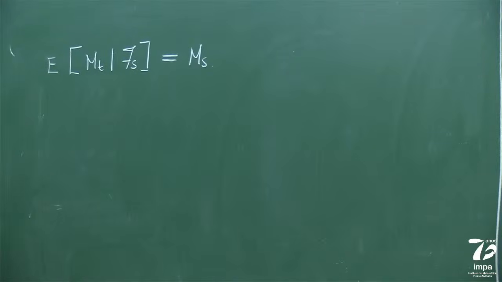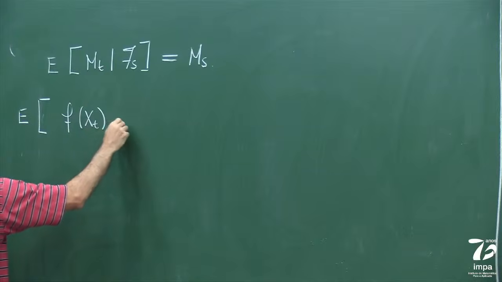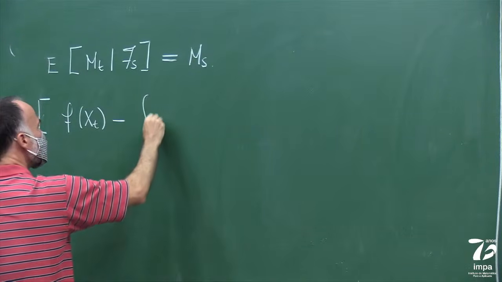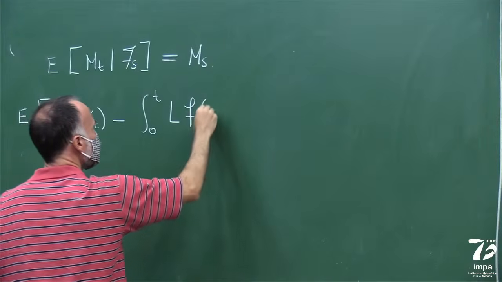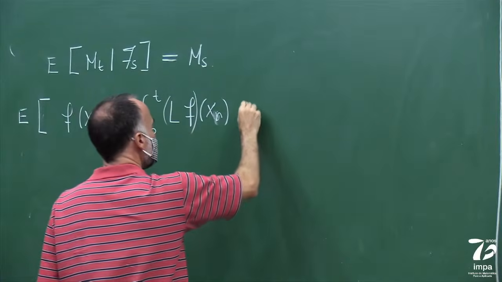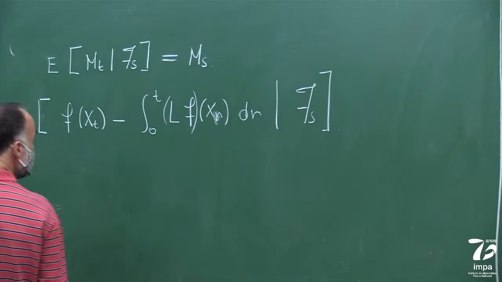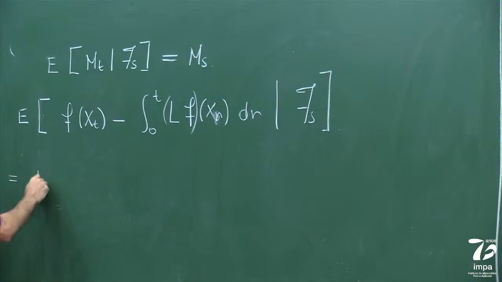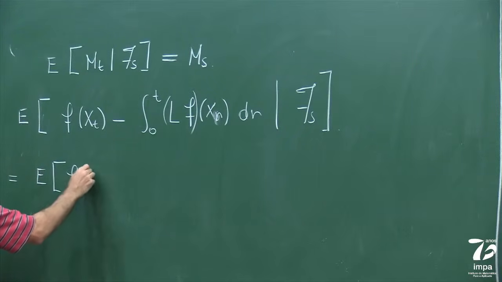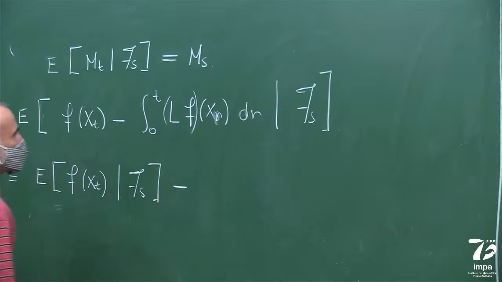So let's prove that. By definition, Mt is f(Xt) minus the integral from 0 to t of Lf(Xr) dr, and this is given Fs. So let me use linearity. So this is the expectation of f(Xt) given Fs, minus the conditional expectation of the second piece.